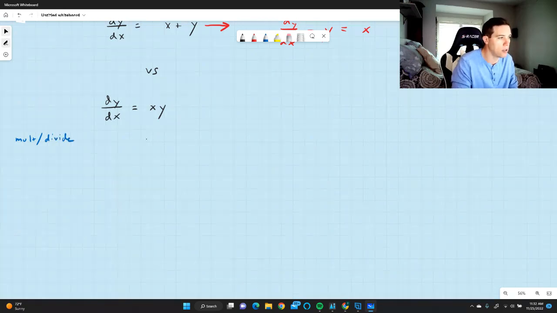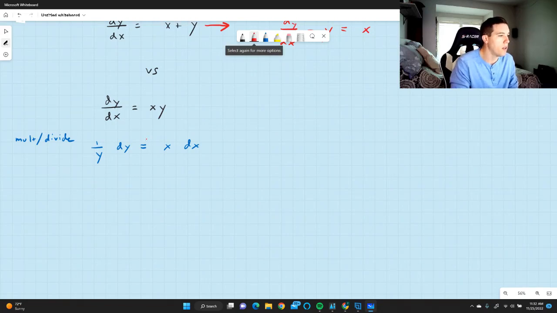You never add or subtract, ever. So multiply or divide. That's your first move every time. You're never going to add or subtract anything over, because then you're not going to be able to separate the variables. So in this case, we're going to divide the y over. I like to write it like this. We're going to multiply the x over. Looks like this. So now we have separated the variables.